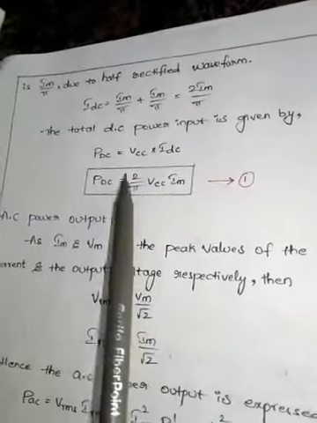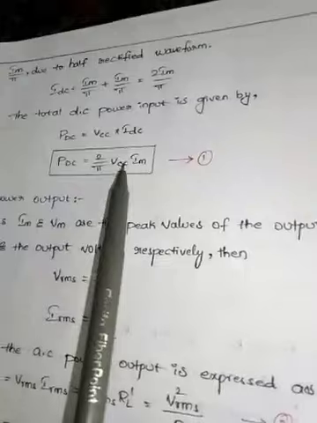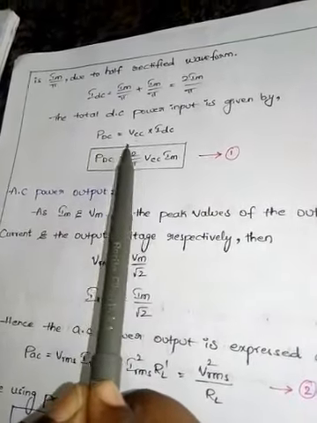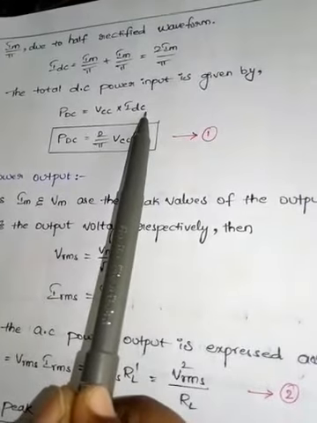So the total DC input power is given by the product of voltage and current. So PDC equals VCC into IDC.